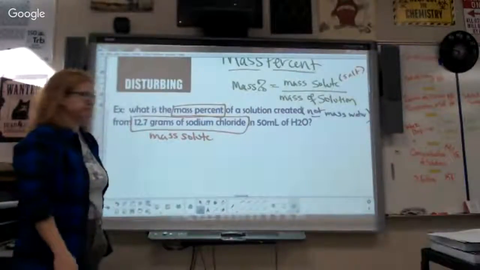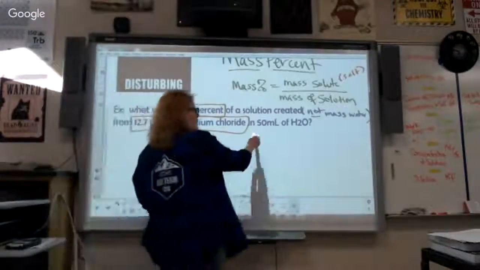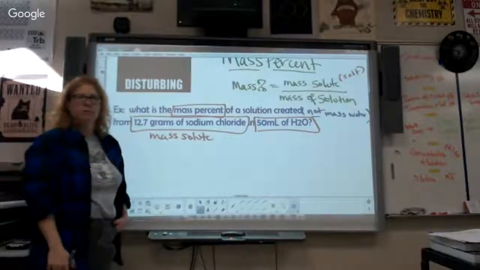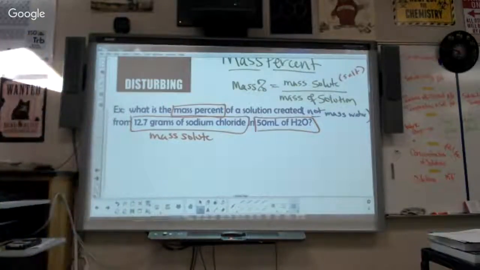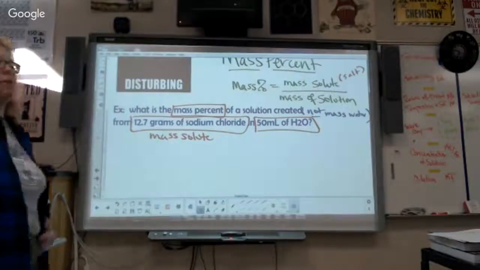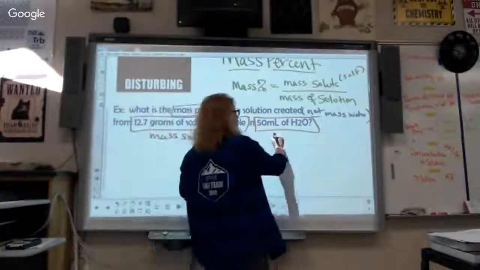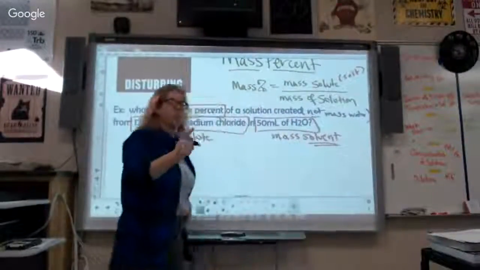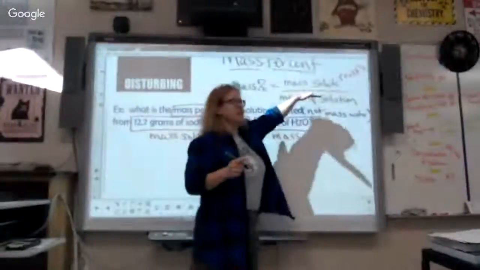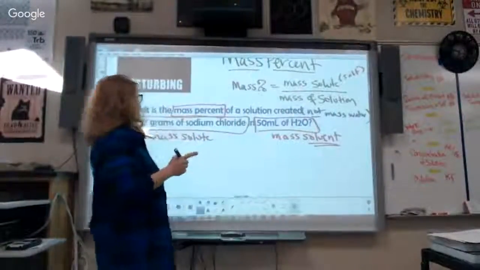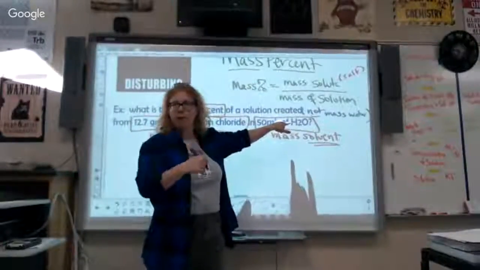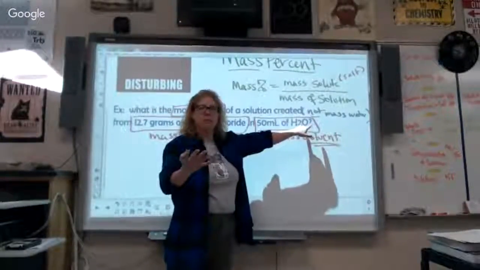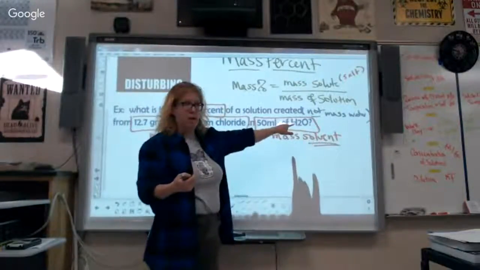This is the be careful part. 50 mils of H2O: solute, solvent, or solution? Read it carefully. 50 mils of water is the solvent. The solution is both of them. This and this are not the same thing. What students want to do all the time is do 12.7 divided by 50 and just plug them in. That's close. If it made 50 mils of solution, you'd be fine, but this is 50 mils of water, so we have to be careful.